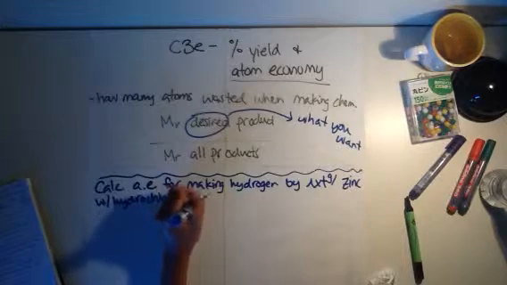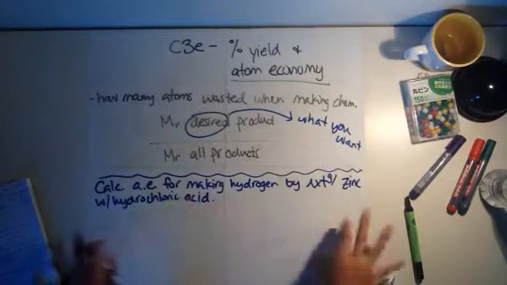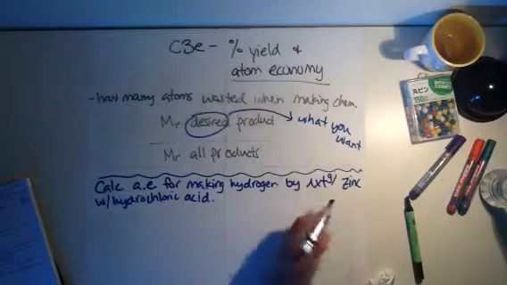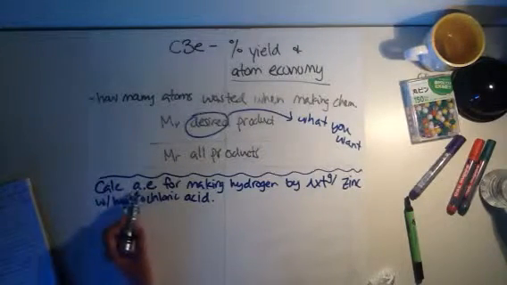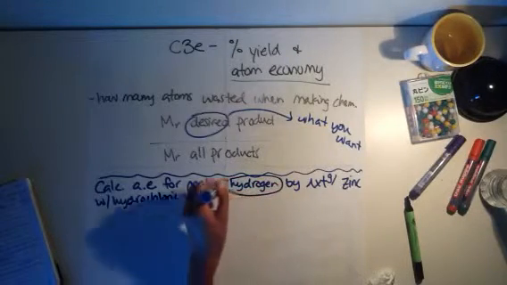Now, the question doesn't tell you straightforwardly, this is my desired product, these are all the products. You have to interpret it. It's almost like a maths problem. Normally they'll give you the equation. So it says, calculate the atom economy for making hydrogen. So what we want, the desired product, is hydrogen.